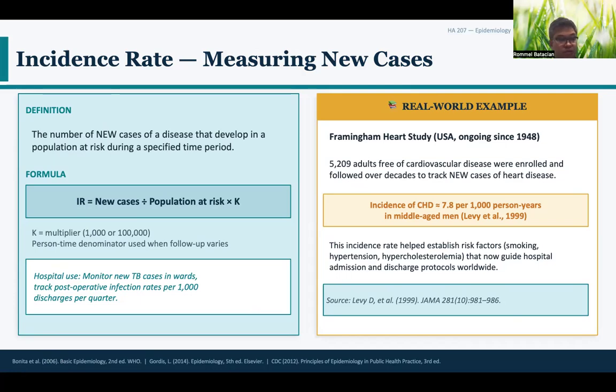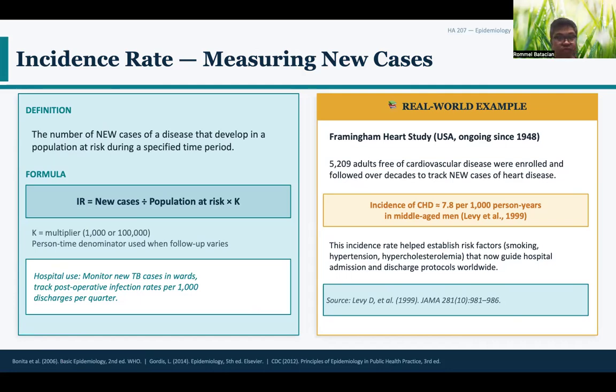One important technical note: when follow-up periods vary among individuals, for example, in a long cohort study, which usually takes years, and where some participants drop out early, we use person time in the denominator instead of a simple head count. Person time is the total amount of time that all individuals in the study were actually at risk. So, for example, if 100 people are followed for an average of 5 years, that's 500 person years of observation. It ensures we're not over or undercounting the exposure time of these individuals.